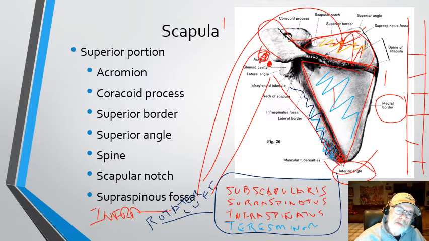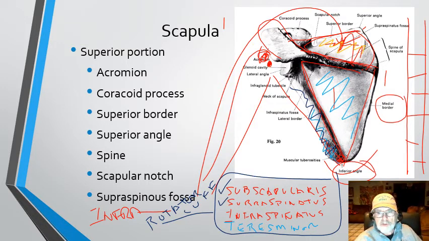So when you hear somebody talk about a rotator cuff injury, it's one of those muscles, usually either the supraspinatus or the subscapularis. Both of those are the ones that are most common, okay? They're called the rotator cuff muscles. You know why they're called the rotator cuff muscles? That's right, because they rotate the shoulder.